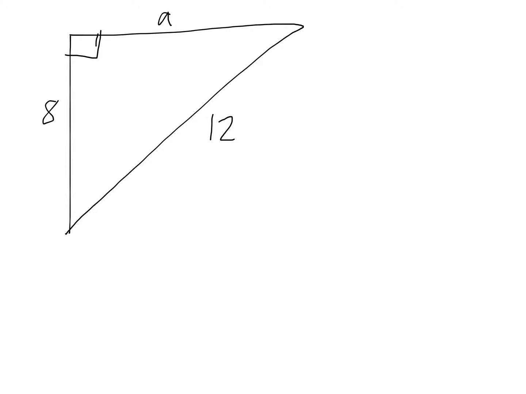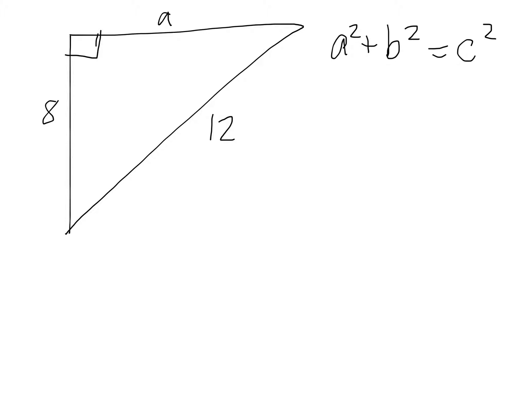Okay, so we're given a right-angled triangle. We need to use Pythagorean theorem. So let's write that first. A squared plus B squared equals C squared. To solve for what? A, B, or C? We're trying to find A.